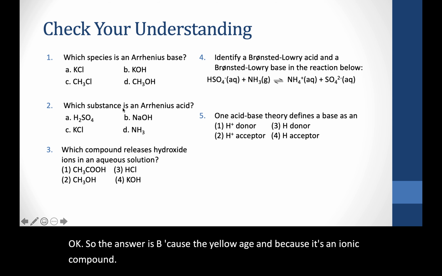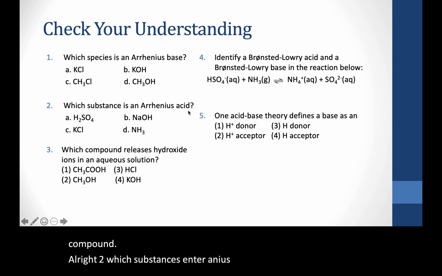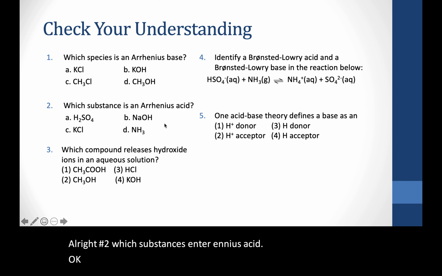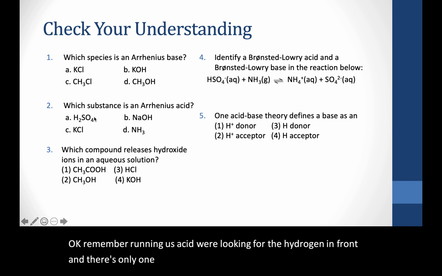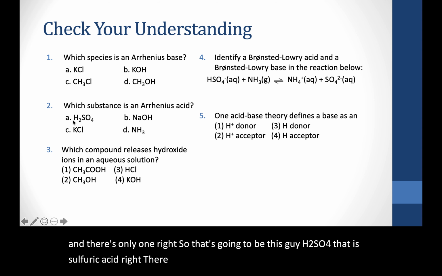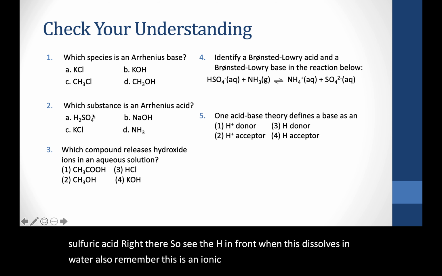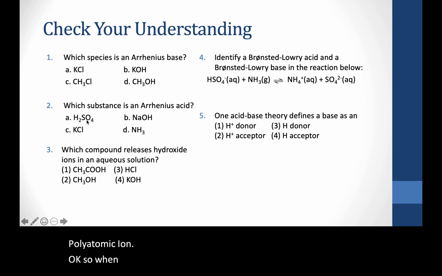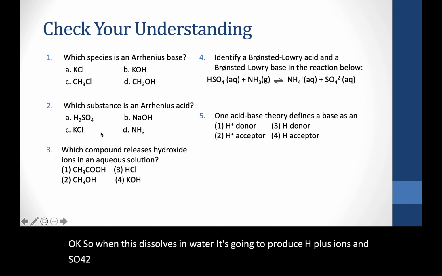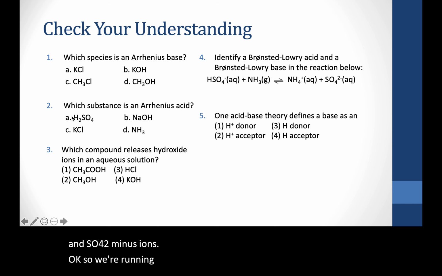All right, number 2, which substance is an Arrhenius acid? Okay, remember, for an Arrhenius acid, we're looking for the hydrogen in front, and there's only one, right? So that's going to be this guy, H2SO4, that is sulfuric acid right there. So see the H in front? When this dissolves in water, also remember, this is an ionic compound, right? SO4 is a polyatomic ion, okay? So when this dissolves in water, it's going to produce H plus ions and SO4 2 minus ions. So for an Arrhenius acid, you're looking for the H in front. So the answer here is A.